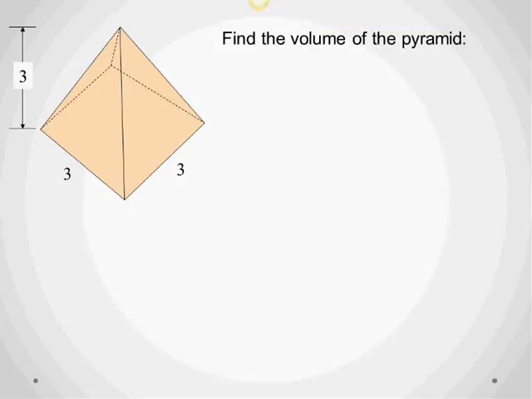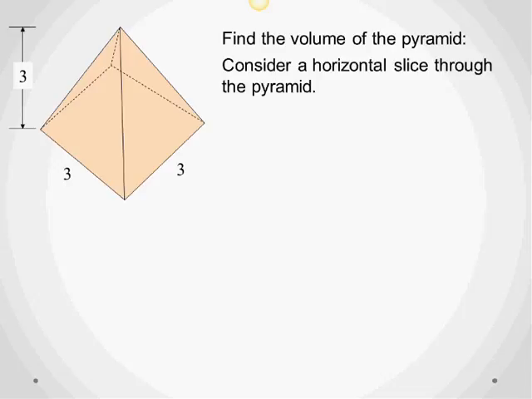Let's say, for example, we are asked to find the volume of a pyramid. Now, I know that you know that the formula for the volume of a pyramid is length times height times width divided by 3. But we're going to use calculus now to find the volume of that pyramid. Consider the horizontal slice through the pyramid. If I slice it up horizontally so that I have a loaf of bread, what would the shape of each slice be? We would find that the shape of that slice would be a square.